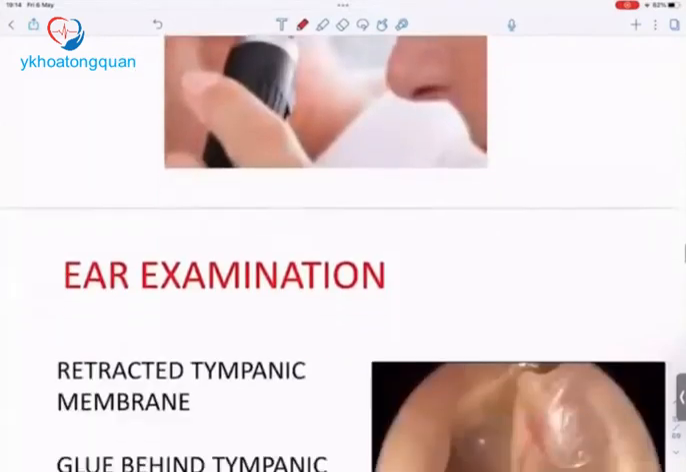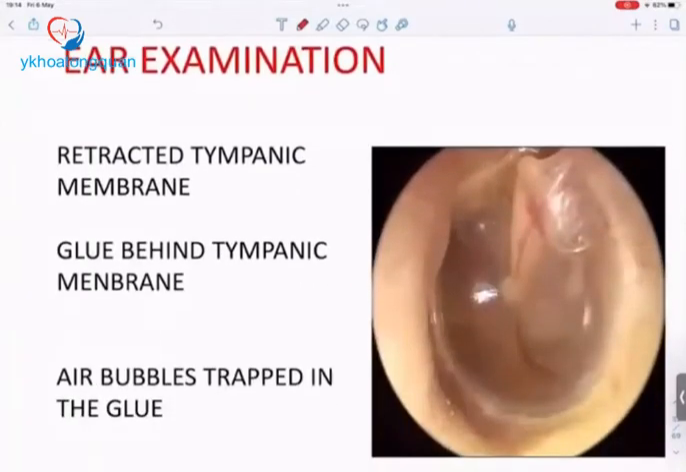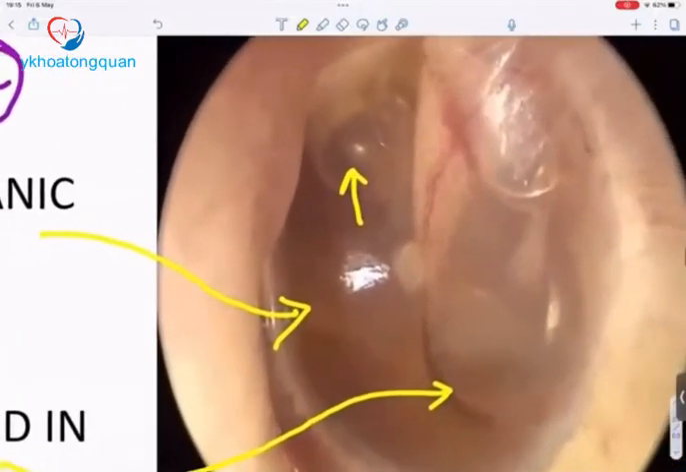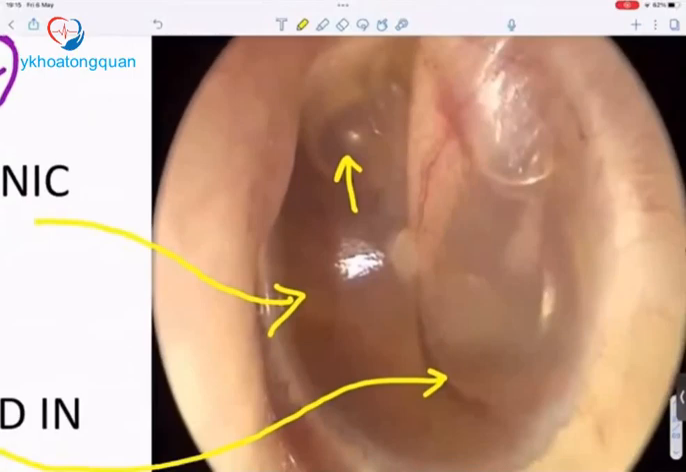Okay, now, what I see on otoscopy, number one, the tympanic membrane is dull. This is the glue behind the tympanic membrane. And there are some air bubbles trapped in the glue. These are air bubbles. So there is glue-like fluid behind the tympanic membrane. Can they see this? Behind the eardrum, there is a glue-like fluid. And in that glue, there are some air bubbles also trapped.